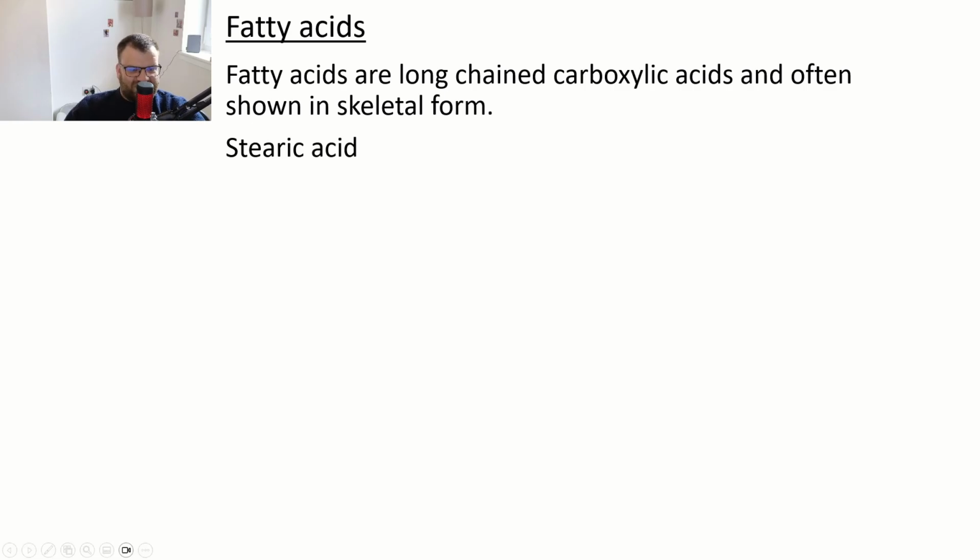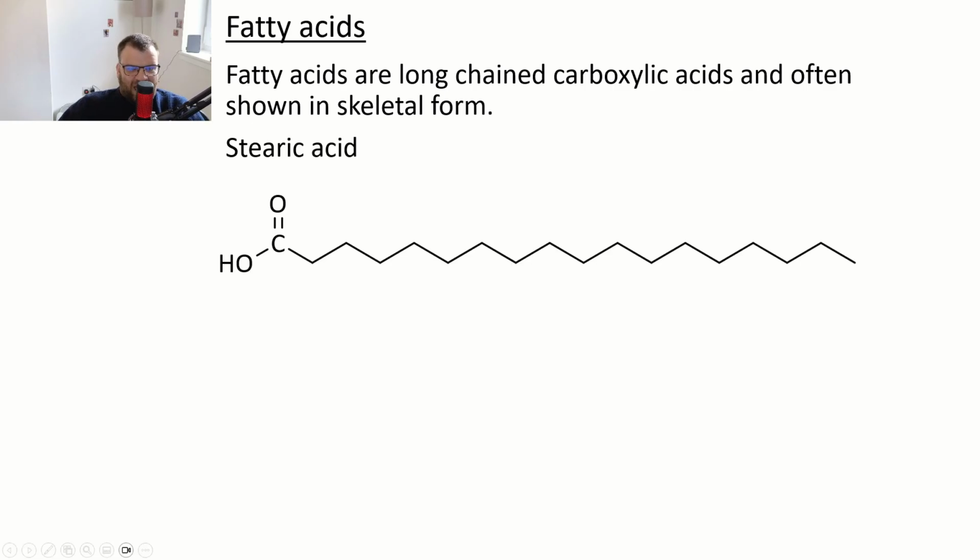One example would be stearic acid, and here it's drawn in skeletal form, where each of the corners is a carbon. This one is C18H36O2, could be written as C17H35COOH, where in the first set we're squishing everything together, and in the other one we're keeping the group.